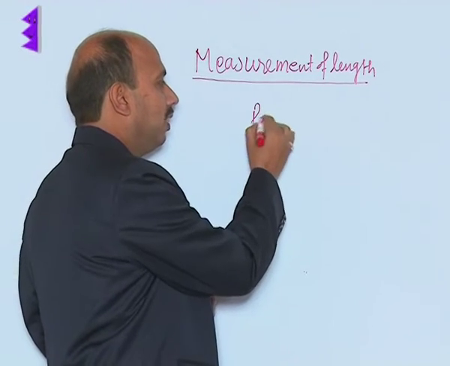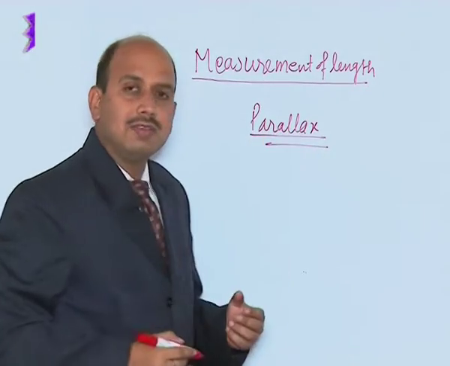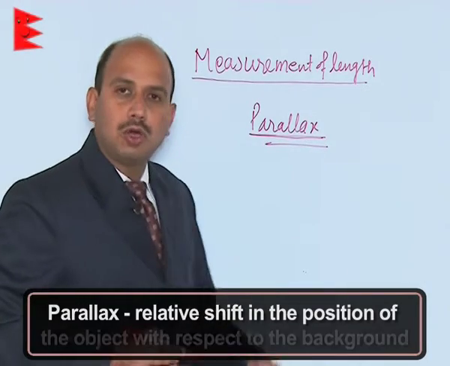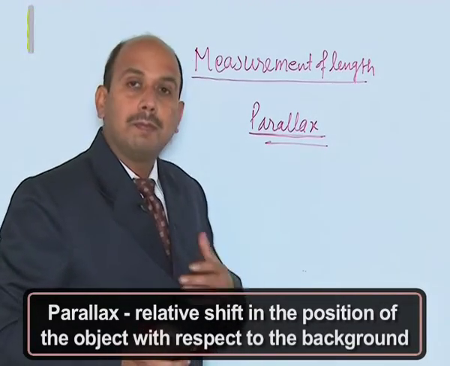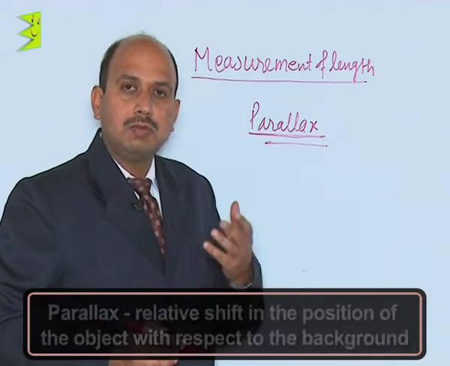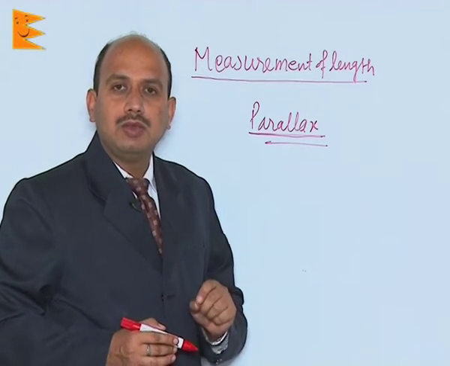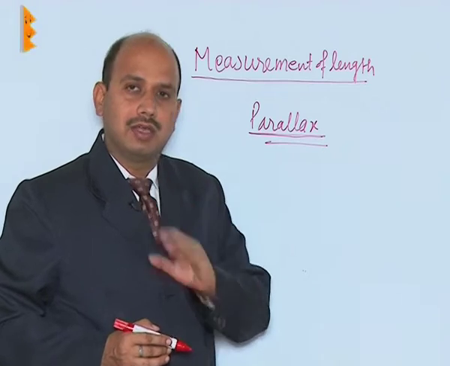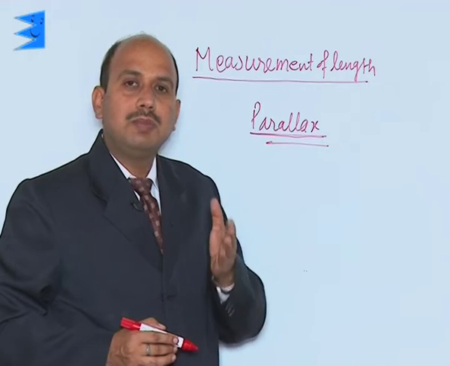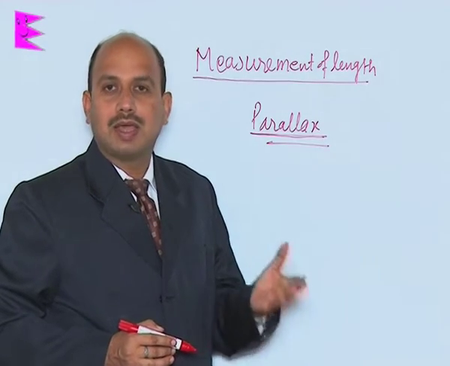The parallax is simply a relative shift in the position of the object with respect to the background. Suppose you hold a finger in front of you and look at the background with the left eye and then the right eye. You will find there is a shift in the background, and this shift is actually the relative shift, and that is known as parallax.